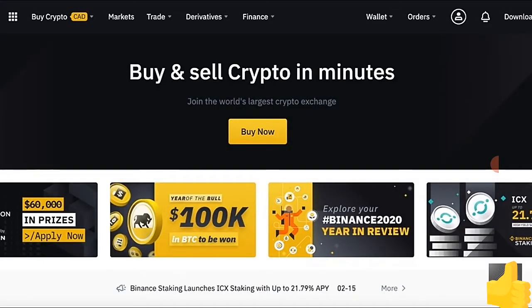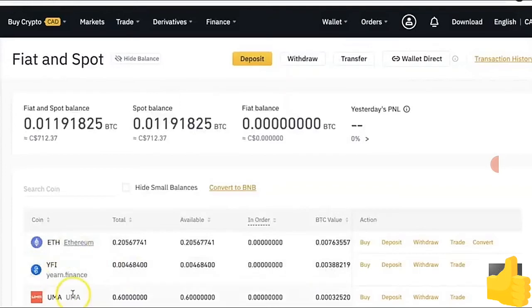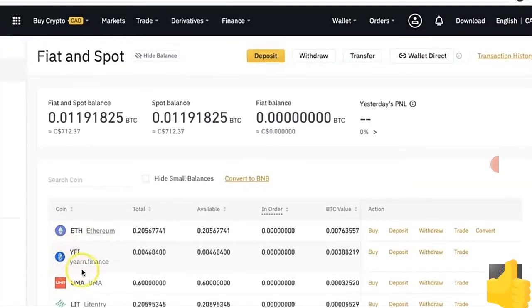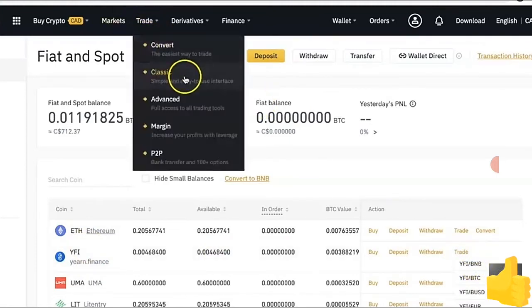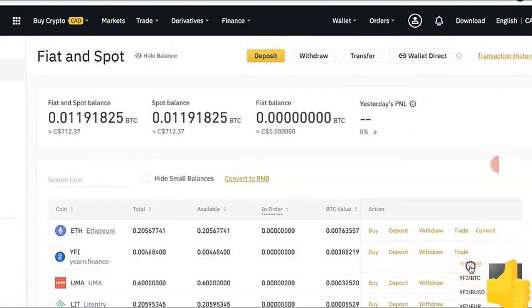Now that you understand what stop limit orders are, I'm going to show you how to set it on the Binance platform. For this example, I have this coin YFI and I bought it using the BNB pair. I want to sell it when the price is a lot higher than it is now. So what I would do is go to trade. I can go to trade from here and select the BNB pair, or I can go to trade from here, go to classic, search for it, and then I'll arrive at the same place. But this is faster, so I'm just going to go through this point.